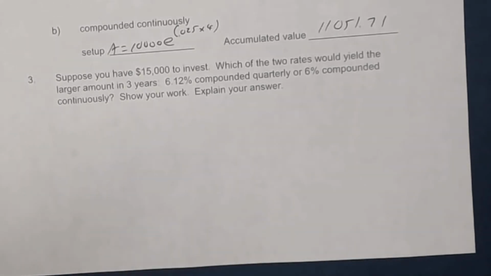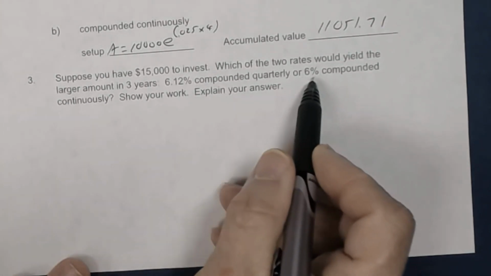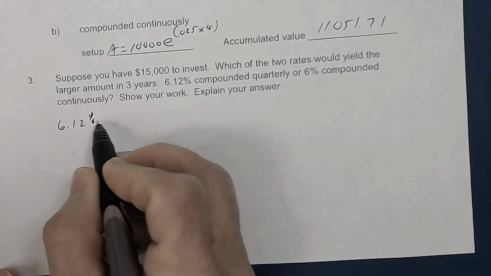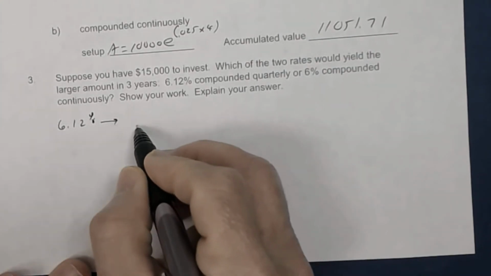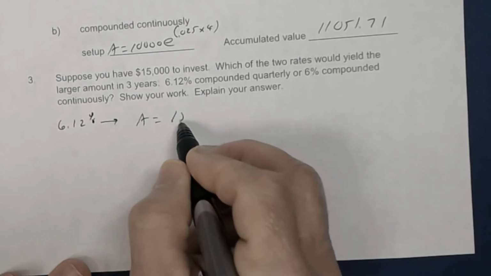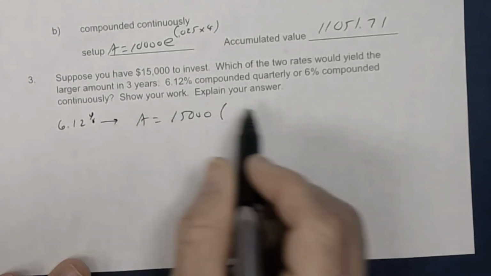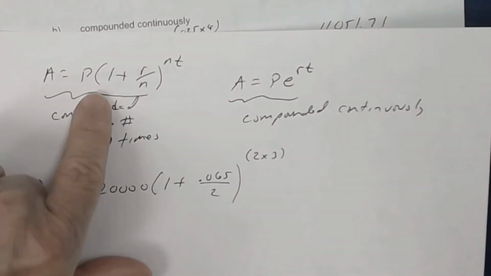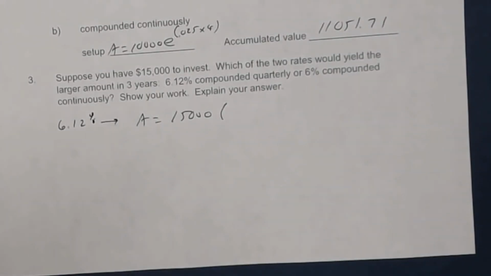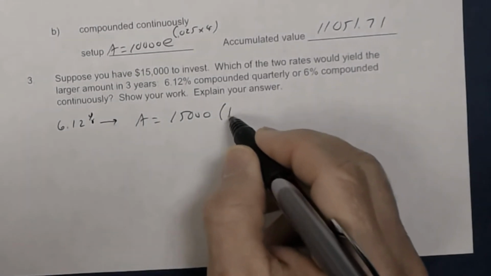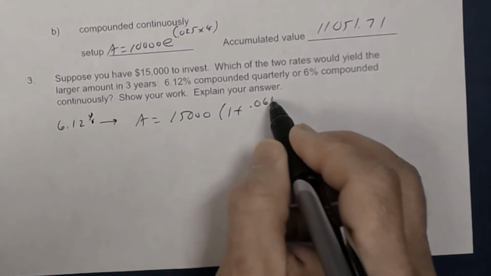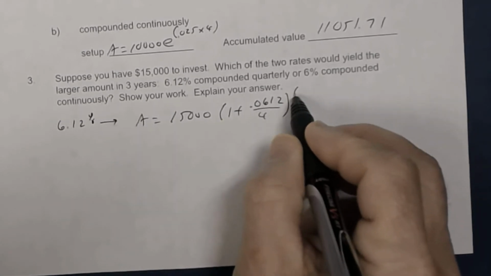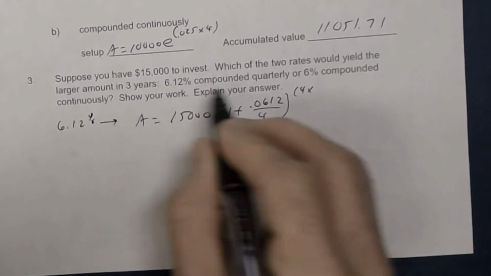All right, show your work. So what I would do there is let's look at the 6.12%. So let's look at the accumulated value. So the accumulated value will be 15,000 times, remember it's being compounded quarterly, so I'm going to use this one. The continuous one, I'm going to use this one. So 15,000 times 1 plus the rate, which is 0.0612, divided by quarterly, so that's 4, all raised to the n times t, and t is 3.